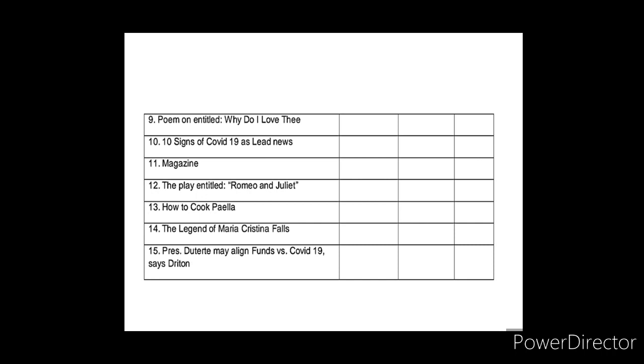Number 11 is magazine, so it is journalistic. Number 12, the play entitled Romeo and Juliet. It is literature, so it is literary. Number 13, how to cook paella is informative. Number 14, the legend of Maria Cristina Falls. It is a legend under literature, prose, so it is literary. Very good. And last, number 15, President Duterte may align funds versus COVID-19, says Drilon. So it is news. Therefore, it falls under journalistic.